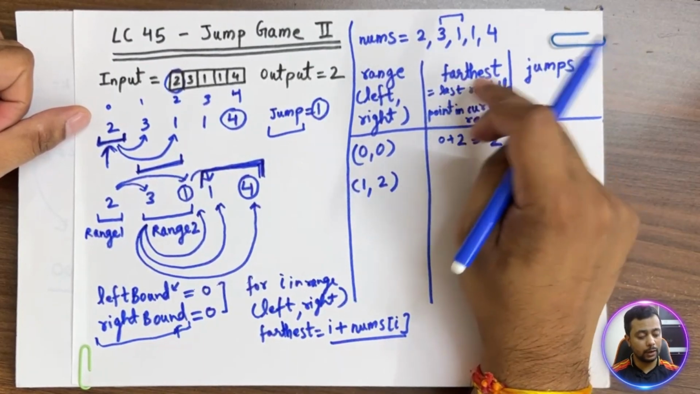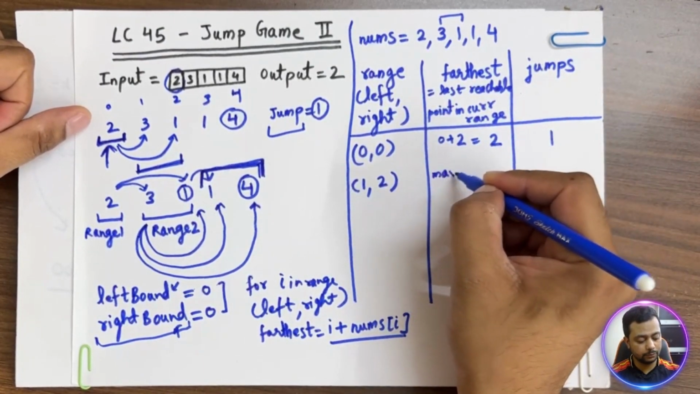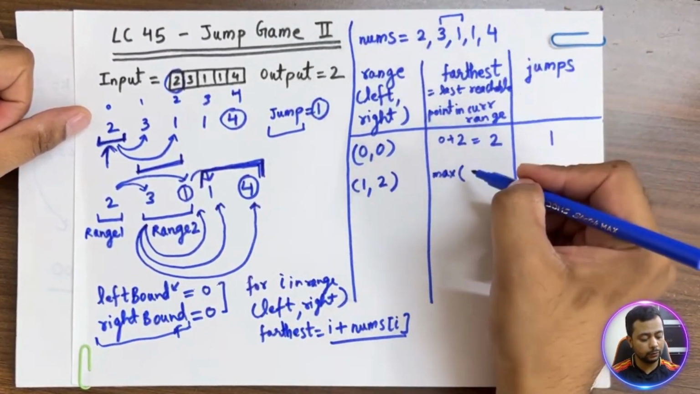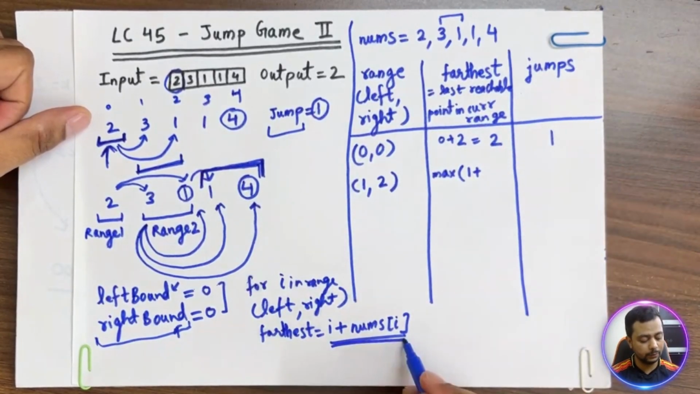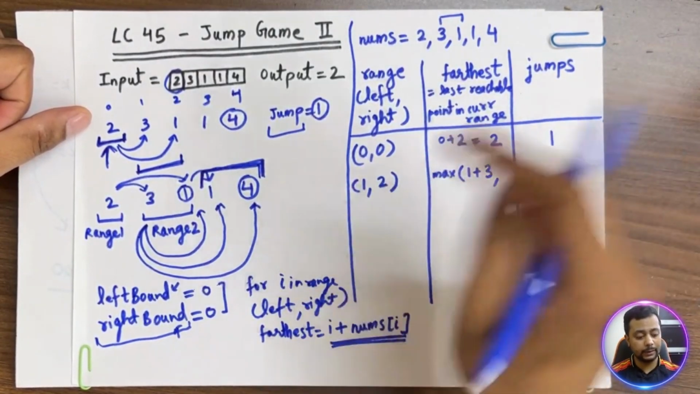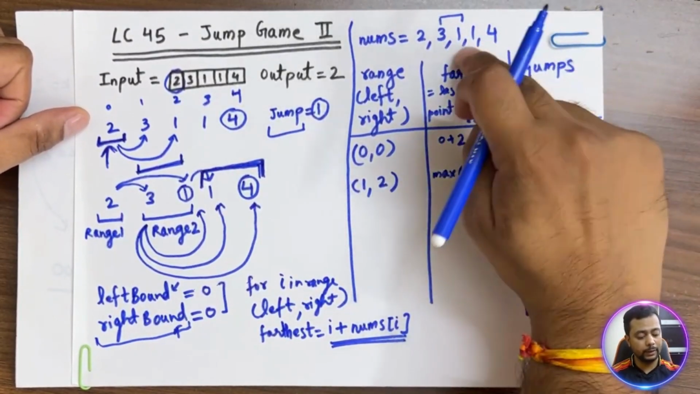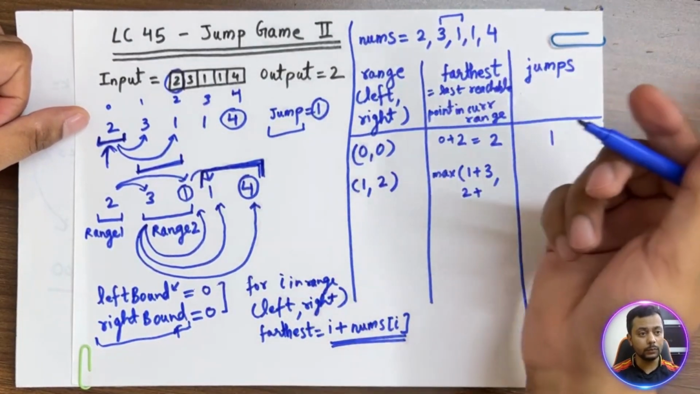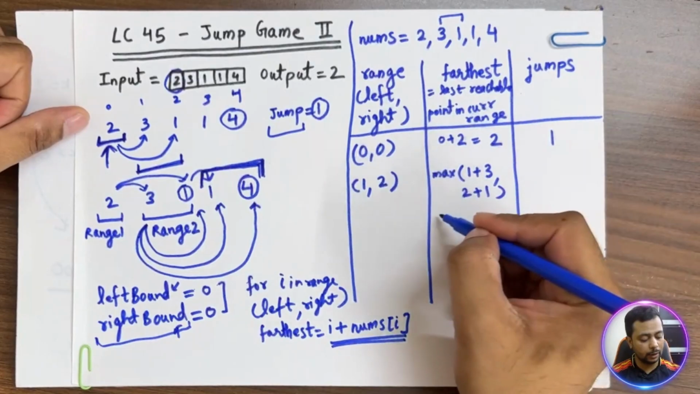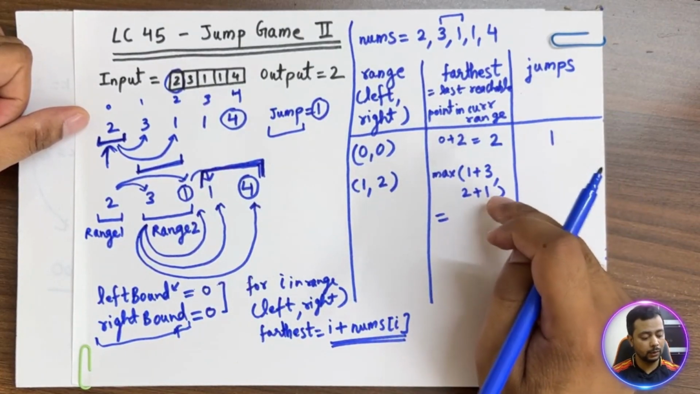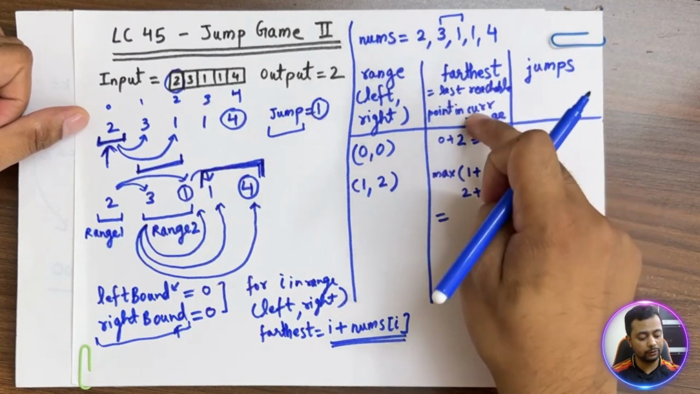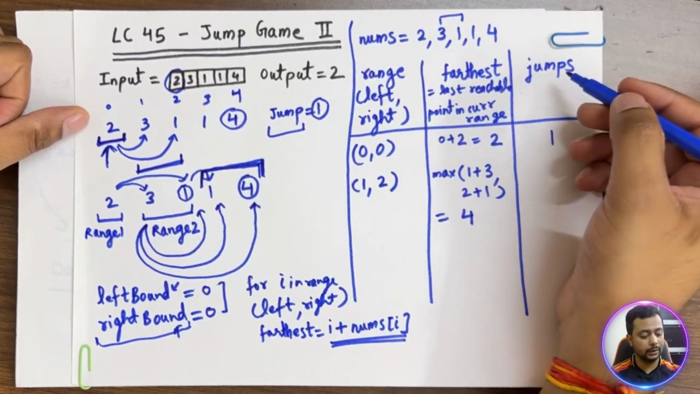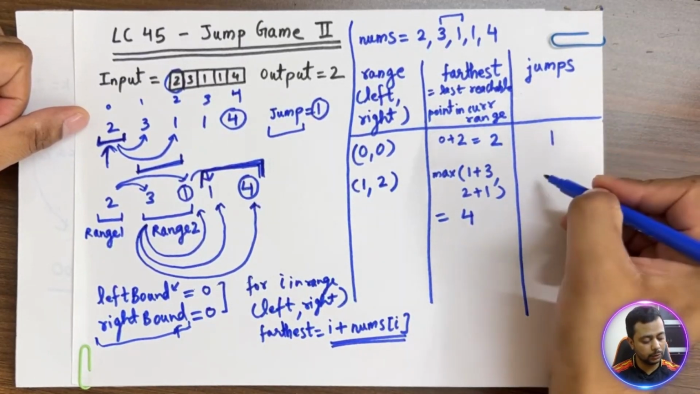So the farthest position now will be the maximum of either from 3 I can reach, the index of 3 is 1, the value of 3 is 3, or I can start from this particular position. So the index over here is 2 plus its value. Its value is what? 1. So it will now become the maximum of 4, 3. So now the farthest position reachable from this particular range becomes 4, and I have taken another jump. So jumps will become 2.